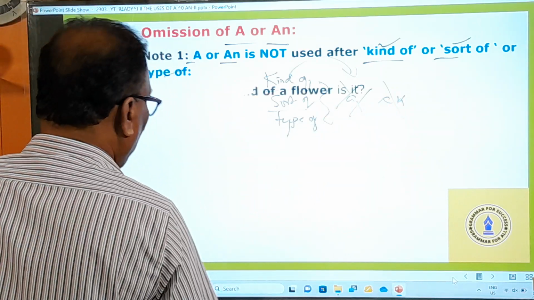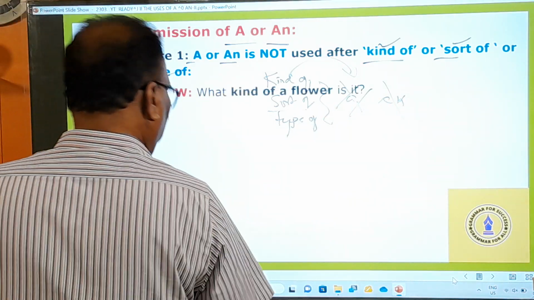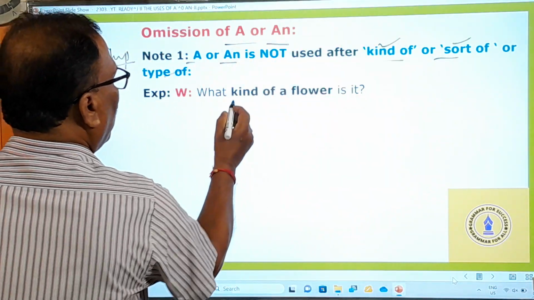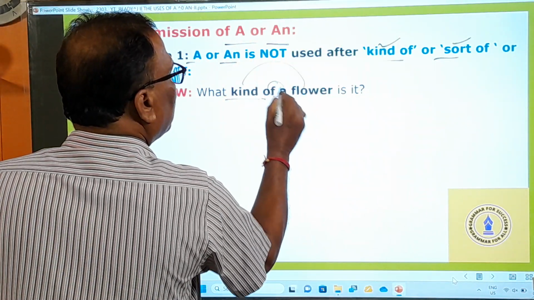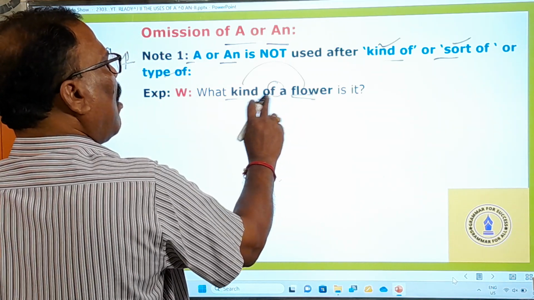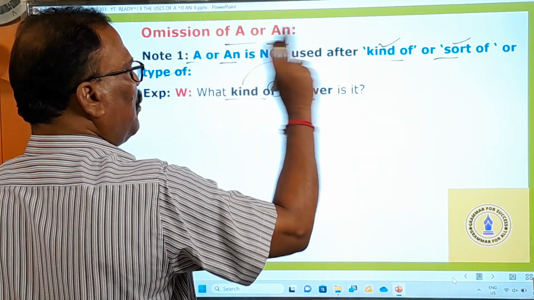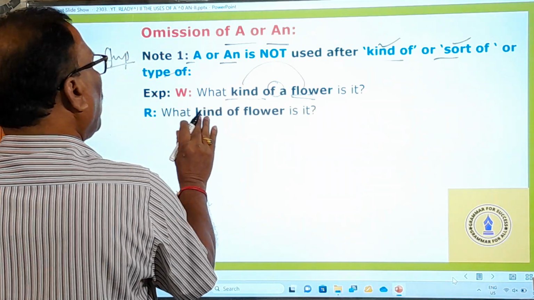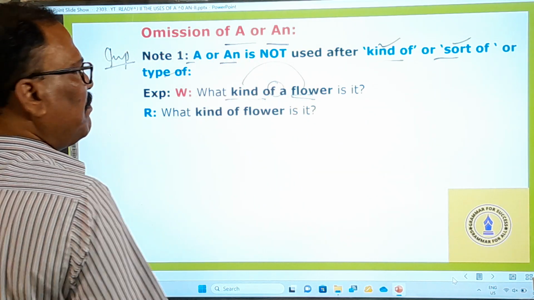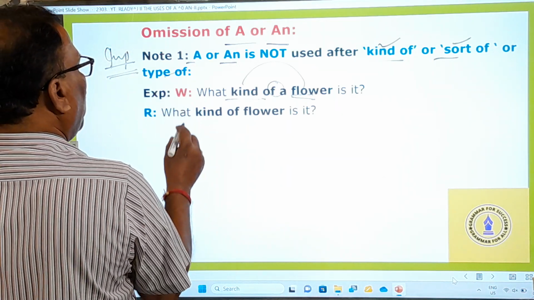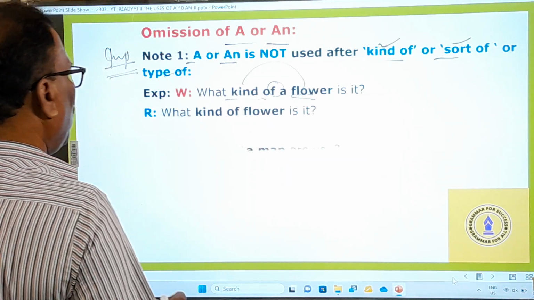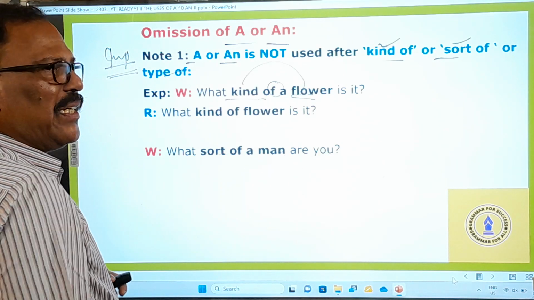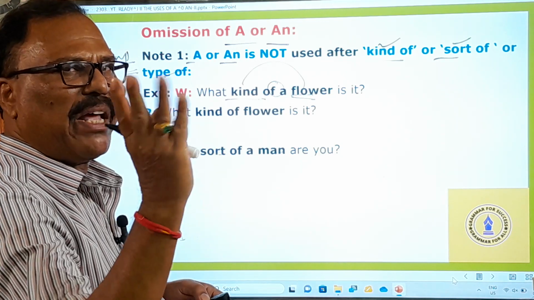How? I'll give you some examples to make you understand. What kind of a flower is it? Why using this a? After kind of, a or an should not be used. You have to say, what kind of flower is it. So, important from the examination point of view. Next, what sort of a man are you? Bad English. Hey, what sort of man are you?